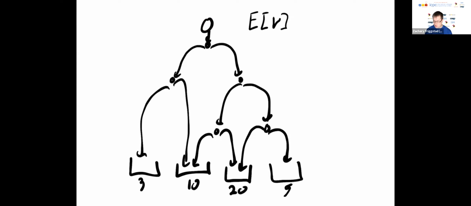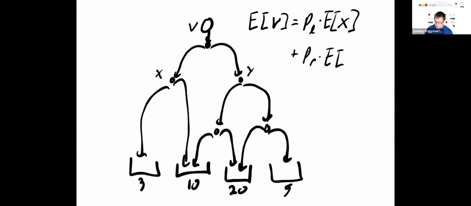The expected value you would receive if the disc hit a peg V is equal to the probability of going left times the expected value of going left from V. So let's say this is V, this is X, this is Y, plus the probability of going right times the expected value if the disc reached peg Y. And that's a fairly straightforward breakdown. In fact, that's just by definition, I guess.